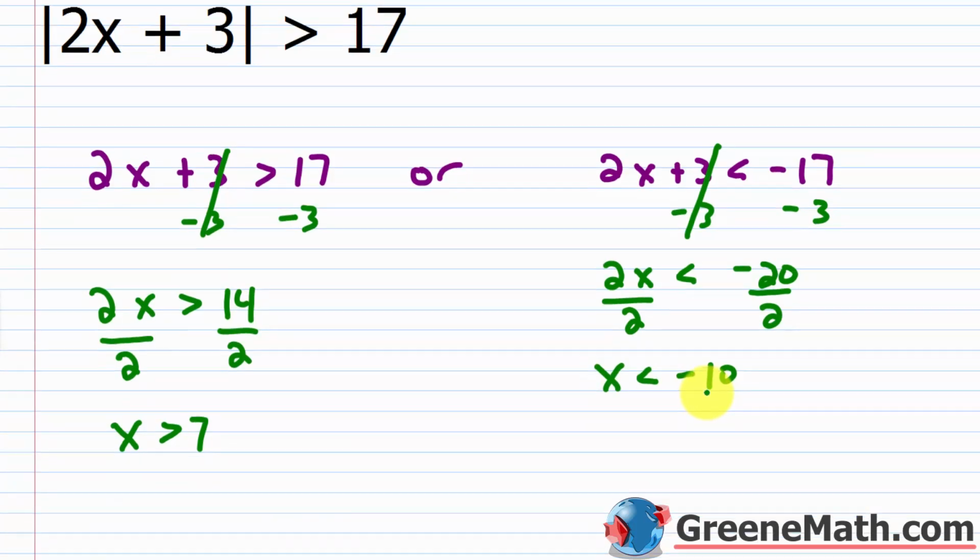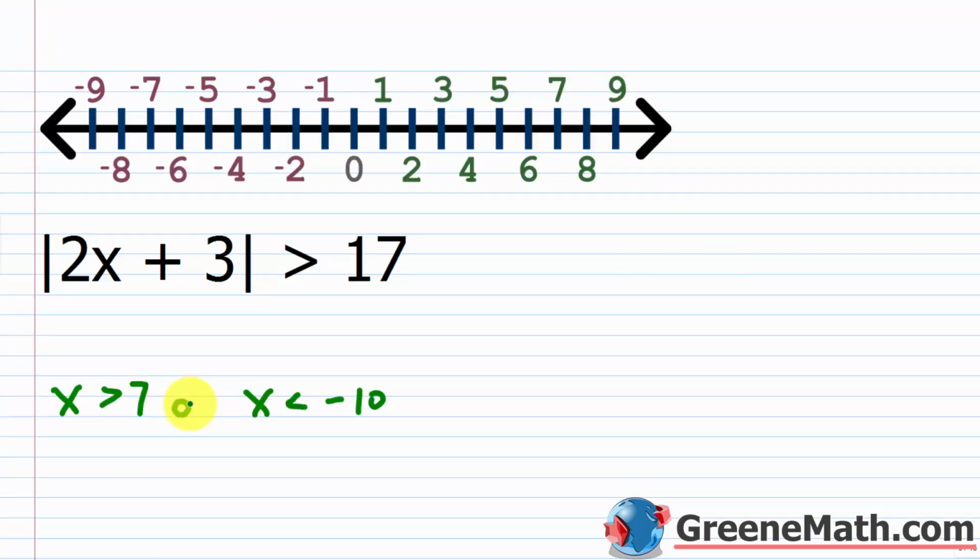So let's erase this. Okay, so let me put my or here. So you could write it like this as your solution. You can, of course, do interval notation. So from negative infinity up to but not including negative 10. So it's the union with, you've got not including 7, and then up to positive infinity. Okay, so negative 10 is not included, you've got a parenthesis there. 7 is not included, you've got a parenthesis there.